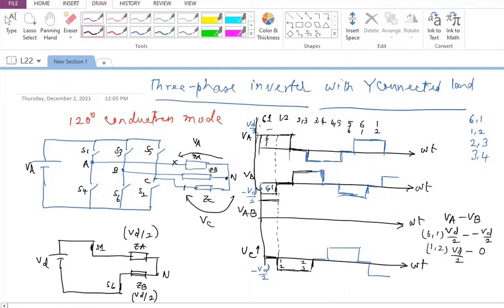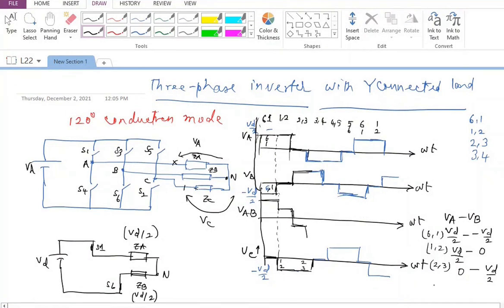So I will have VD by 2 coming up. So this is the way it is going to be. And if I look at 2 and 3 conducting, VA is 0, whereas I'm going to have this to be 3, which is plus VD by 2. So from here it would have gone to minus value of VD by 2.